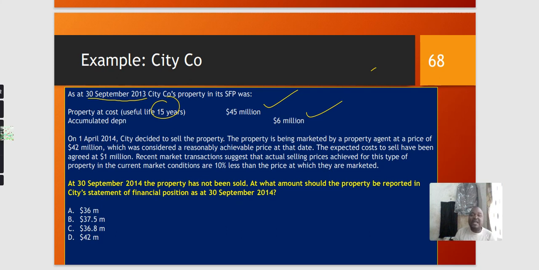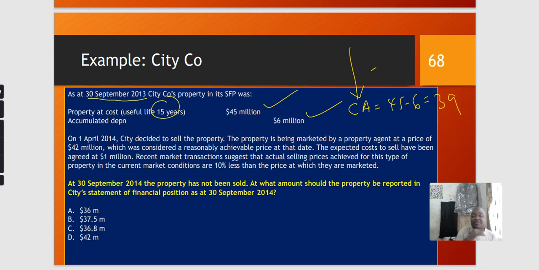So which means at 30 September the carrying amount was 45 minus 6, which gives us 39. Okay, 39 million. That was the carrying amount of the property. And then on 1 April 2014, Citco decided to sell the property. But before we go there, remember I said the important value to calculate is the carrying amount.